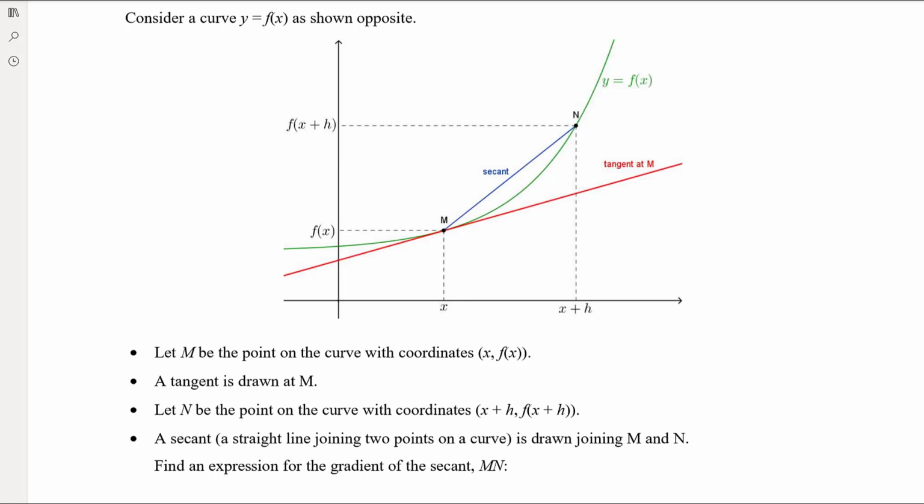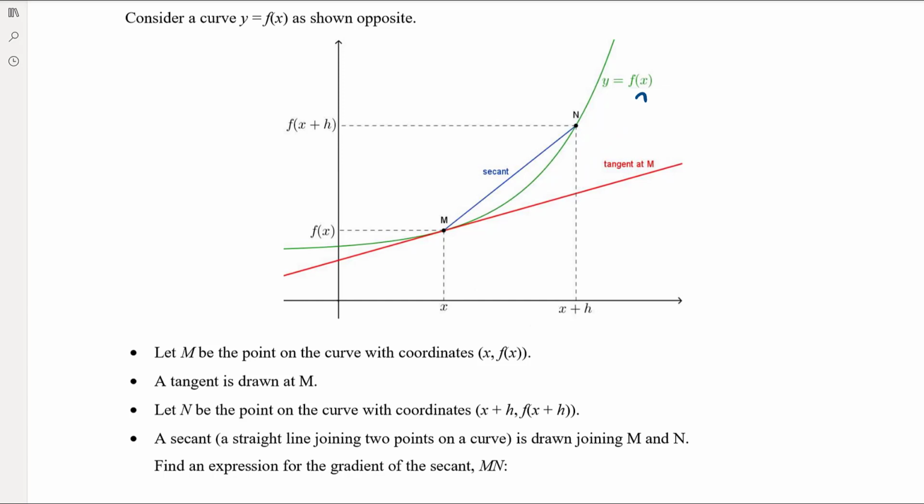A tangent is drawn at m, so that means it has the same gradient as the green curve at m. We want to let n be the point on the curve with coordinates x plus h, f of x plus h. So n is another point on the curve, and it's just h away from here. Its x coordinate is x plus h, which means its y coordinate is f of x plus h. So we've just got 2 points on the curve.